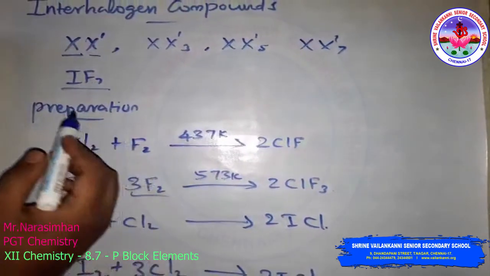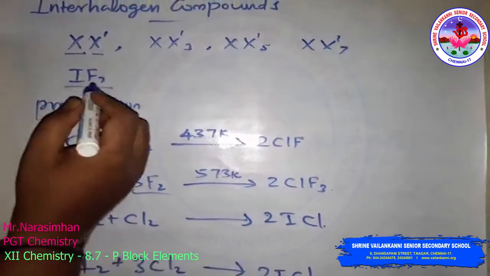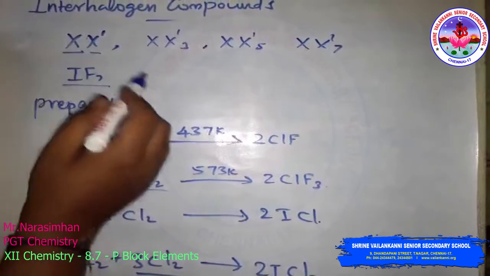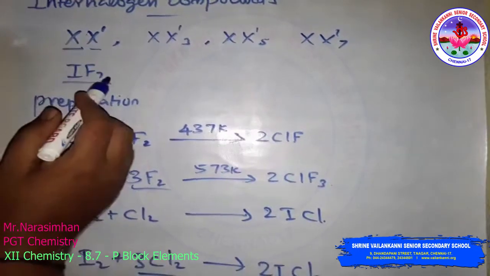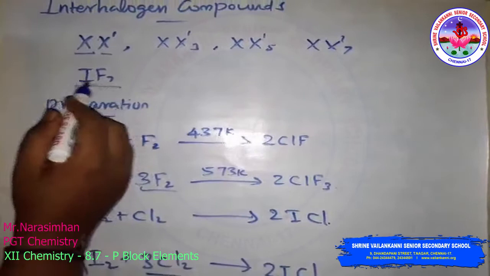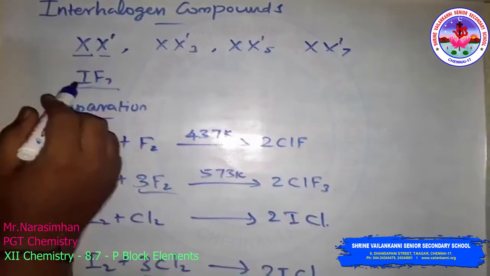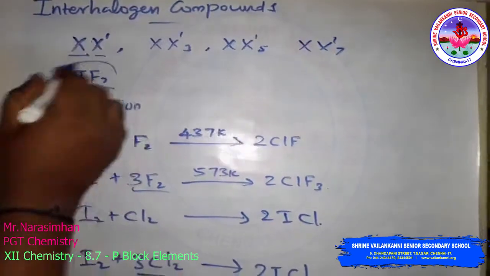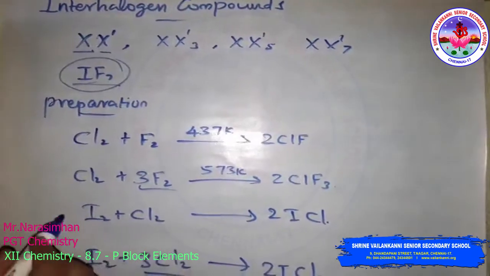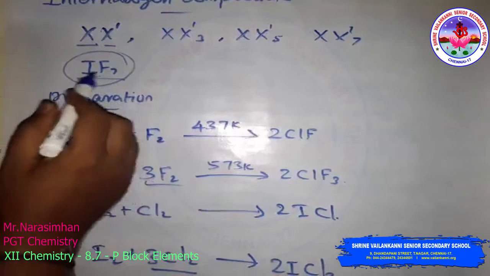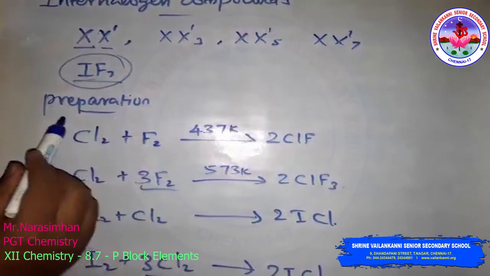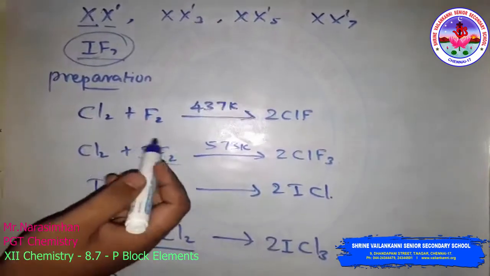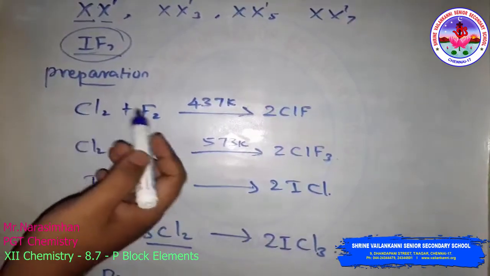Then they form iodine heptafluoride. It should have the maximum number of atoms, so the ratio of the radii between I and F, that is iodine and the fluoride ion, should be maximum. That is why the formula will be IF7, having the maximum number of atoms.